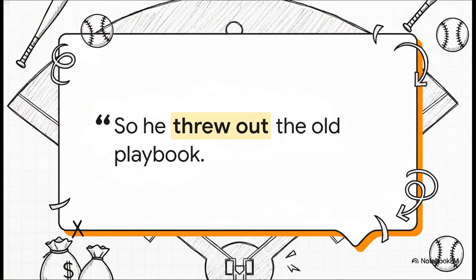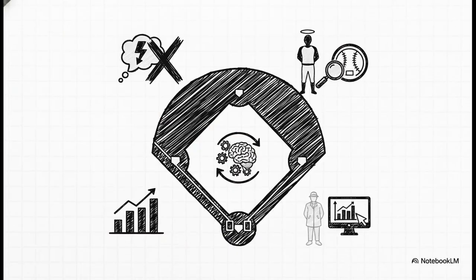So back when Billy Beane took over as general manager of the Oakland A's, he had one of the smallest payrolls in all of baseball. He just knew there was no way he could win by playing the same game as the big, rich teams. So he did something absolutely radical. As the quote says, he threw out the old playbook. He literally designed a brand new operating system for how to run a baseball team.